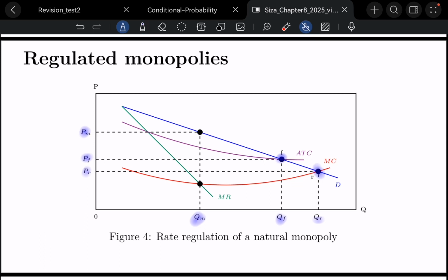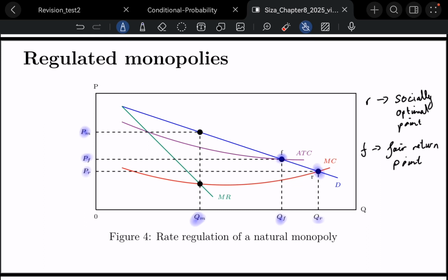The first point that we're going to talk about, point R, is what we call the socially optimal point. And then point F is the fair return point. This also means that the price PR is going to be the socially optimal price, PF is going to be the fair return price, and QF is going to be the fair return quantity, whereas QR is going to be the socially optimal quantity.